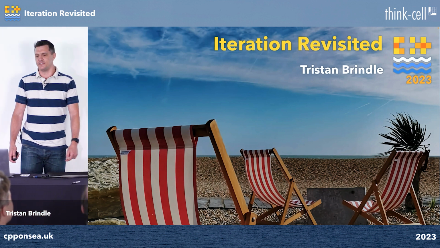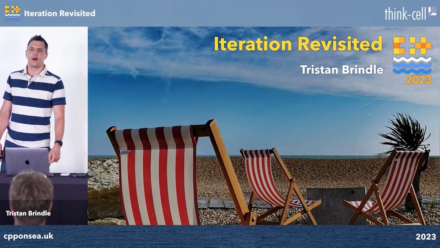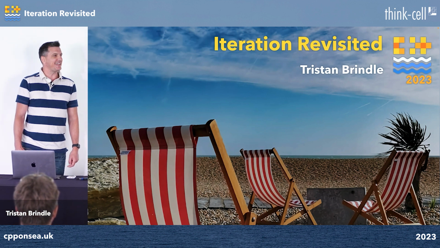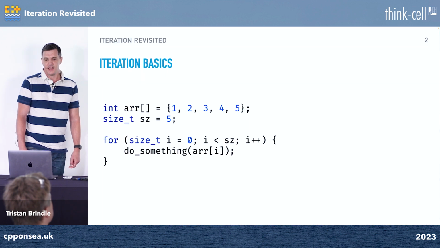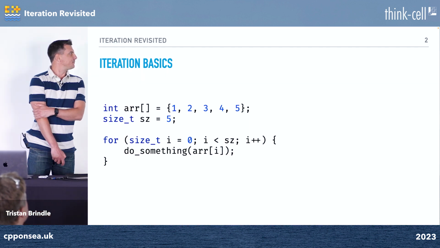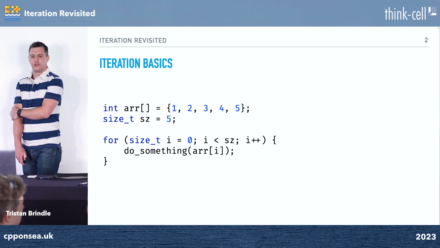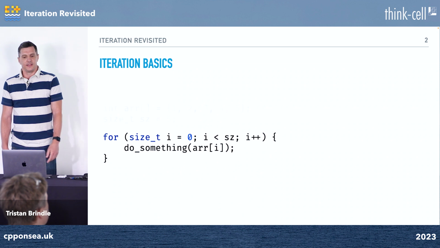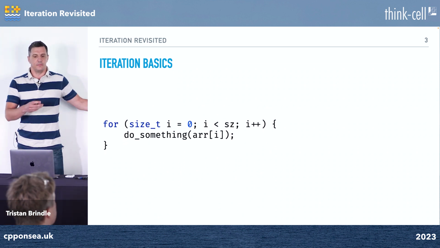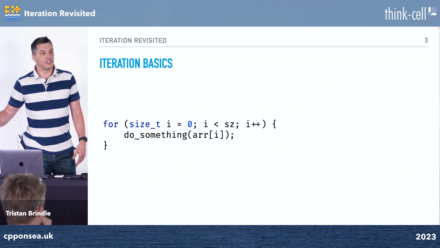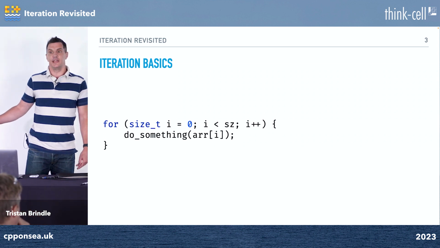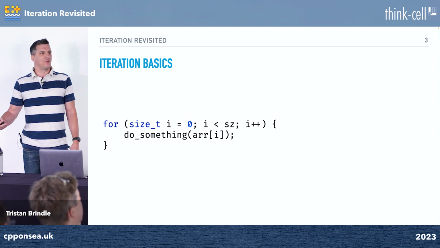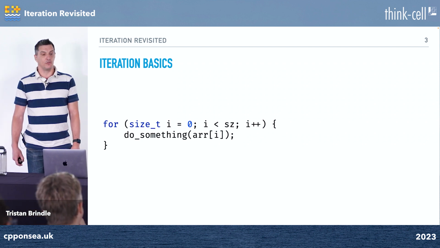Okay, Iteration Revisited. Let's start by revisiting probably the first loop many of us ever wrote in C++. Something like this. We've got some integer array, size 5, and then we've just got a for loop starting from index 0, going up to the size, and then we're doing something for every element in the array. This is almost day one C++, probably the first code a lot of us ever wrote.